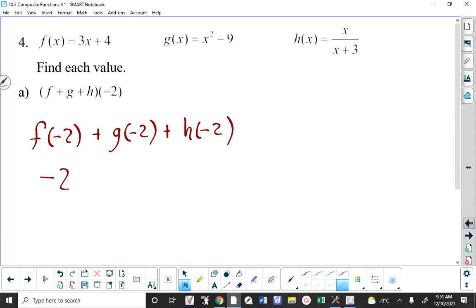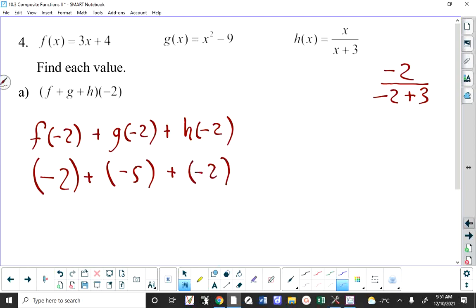When I put negative 2 in, and that's plus, when I put negative 2 in for x in g, I get negative 5. And again, if it were an exam, you would show your substitution. Negative 2 squared, quantity squared gives you 4. 4 minus 9 is negative 5. When I put negative 2 in for x in h, I might be inclined to just do this on paper anyway to make sure because it's a little more complicated, but I believe you get negative 2. You'll get negative 2 over 1, which is negative 2. So this is negative 9.